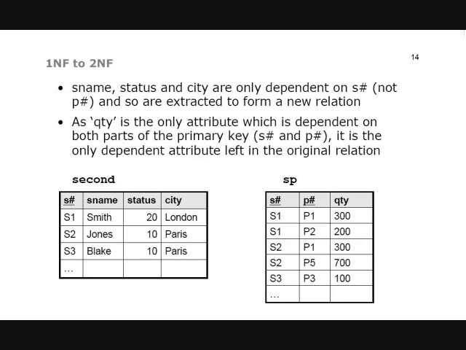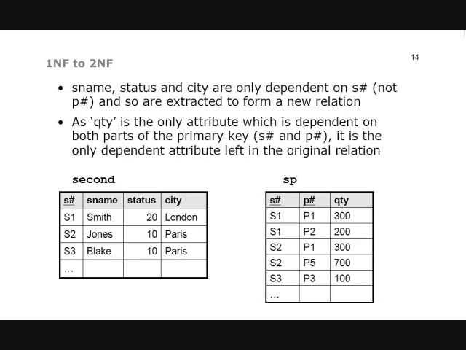And every partial dependency, I need to send to a different table with the determinant as the key. So that means that I have to look at S number, status, and city and put them in a separate table with S number as the determinant. And I do that by decomposition using projection. And also, here I am okay because this table was already in second normal form, so I don't have to do anything about it. Okay?